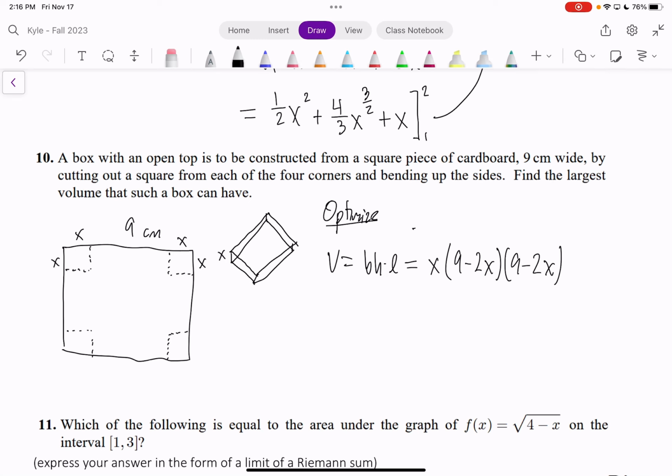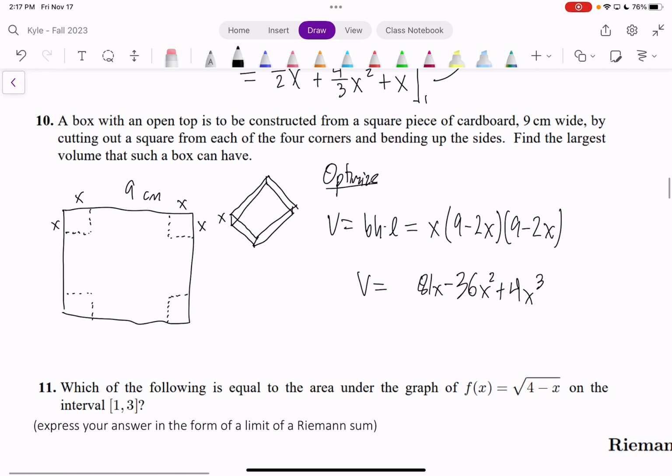Now we want to find the optimal points for this volume, so let's expand this out. Then we check the endpoints and check when V prime is equal to 0. I'll expand this part first: 81 minus 18x minus 18x again, so minus 36x plus 4x squared. Expanding that in, V equals 81x minus 36x squared plus 4x cubed. We want to find the maximum. If we were to check the endpoints on this interval, we would just get 0 volume, so we might not have to do that for this example.